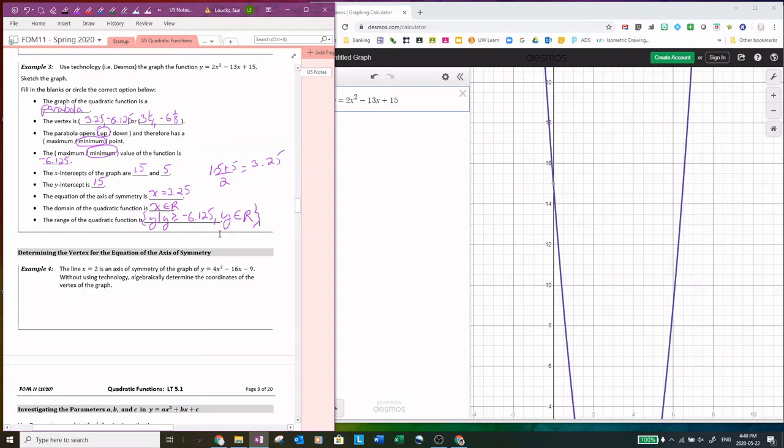Example 4: the line x equals 2 is an axis of symmetry of the graph y equals 4x squared minus 16x minus 9, without using technology. That means you can't graph it. You can use a calculator to do calculations if you need to, but don't use any graphing assistance, okay? Algebraically determine the coordinates of the vertex of the graph.